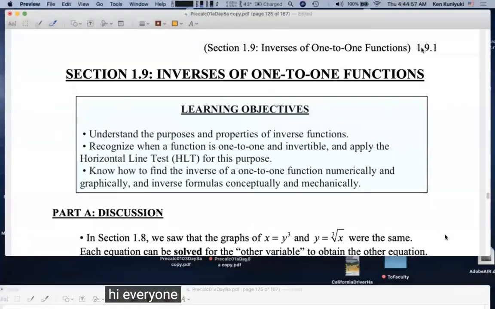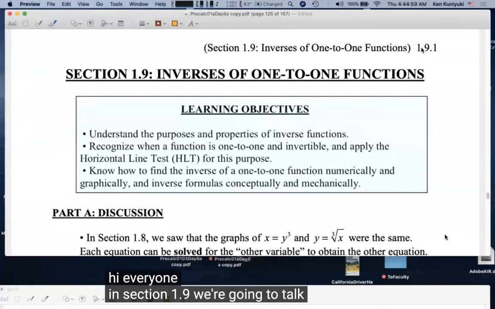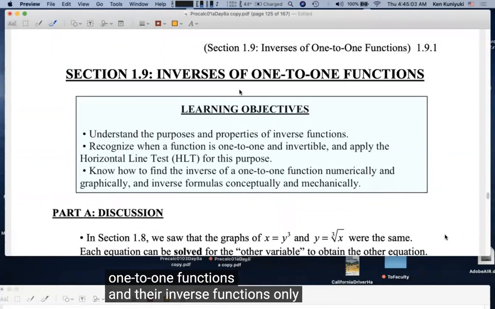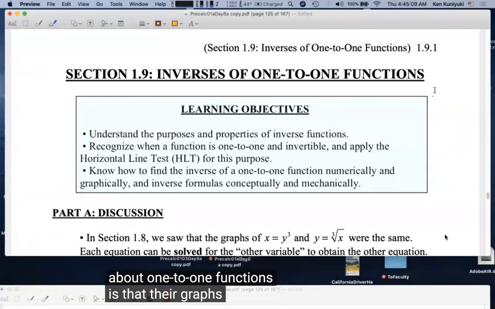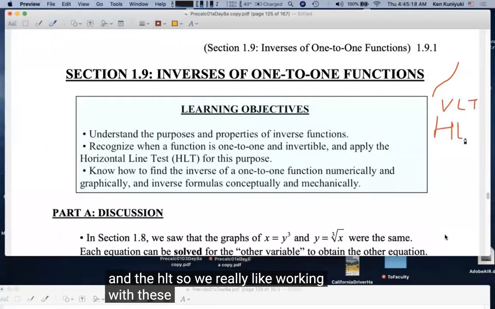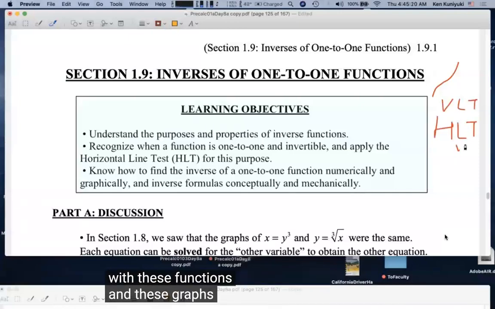Hi, everyone. In section 1.9, we're going to talk about one-to-one functions and their inverse functions. Only one-to-one functions have inverse functions. One cool thing about one-to-one functions is that their graphs will pass both the VLT and the HLT. So we really like working with these functions and these graphs.